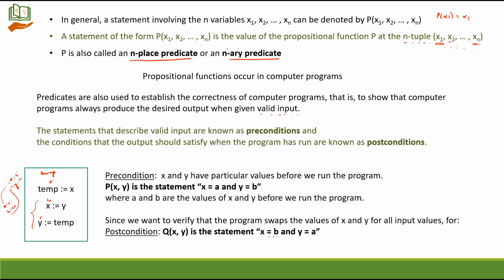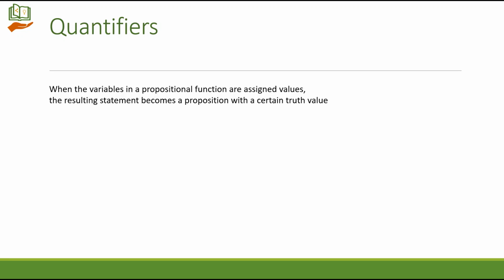The statements that describe valid input are known as preconditions, like this one. The conditions that the output should satisfy when the program has run are called post conditions, that is this one. So this is how propositional functions actually occur in computer programs. Now let's get into an important concept called quantifiers. When the variables in a propositional function are assigned values, the resulting statement becomes a proposition with a certain truth value. Quantification expresses the extent to which a predicate is true over a range of elements.